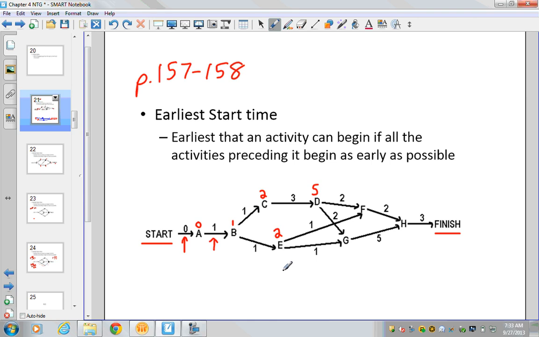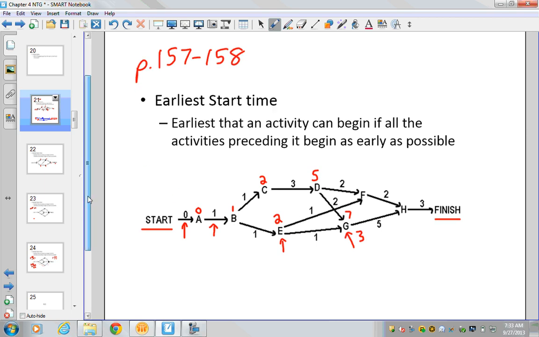Okay. Now, everything is pretty simple up to this point, and I'm going to highlight G for a second. What makes G special is that now there are two arrows coming into G. Well, if D starts at the 5 minute mark, it takes 2 minutes to do task D, then that means G would start at 7. But let's look at E for a second. If E starts at the 2 minute mark, and it takes 1 minute to do task E, then technically G could start at the 3 minute mark. So which is it going to be? Is it going to be the 7 or the 3?